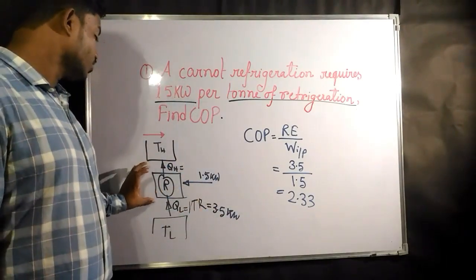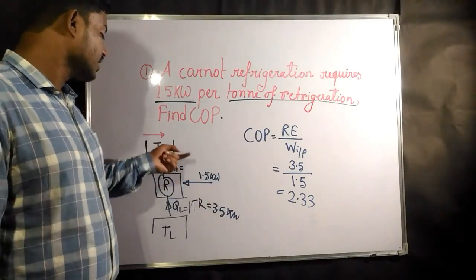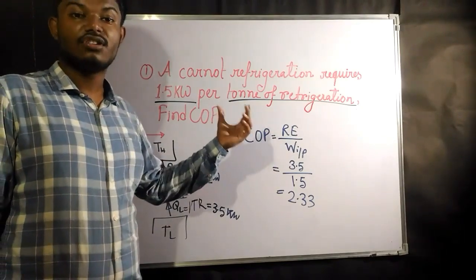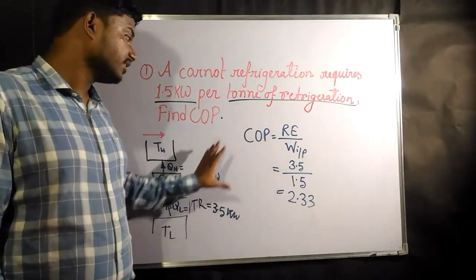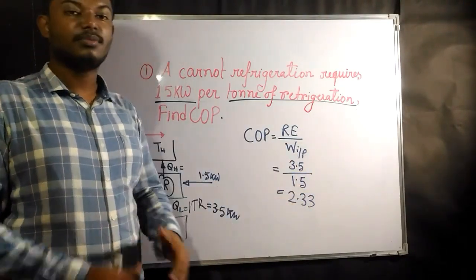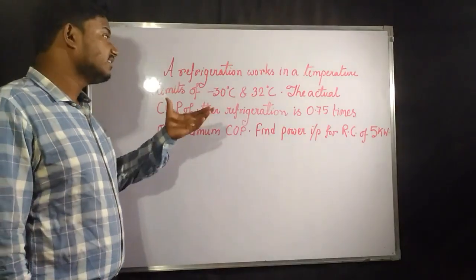This is the layout from which we find the different energy inputs and outputs through the first law of thermodynamics for a cycle. After you get the required values, you can easily find the COP of the refrigeration. Now let us see another question.